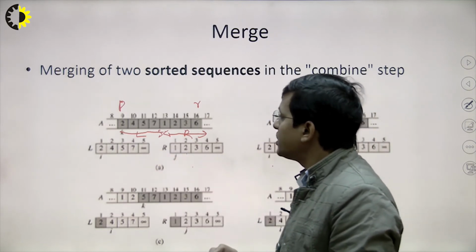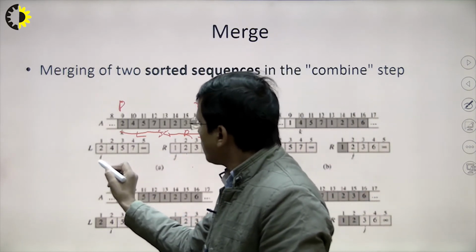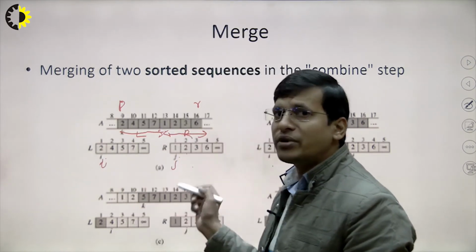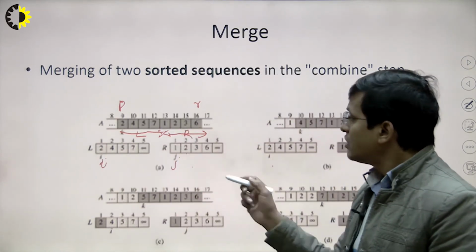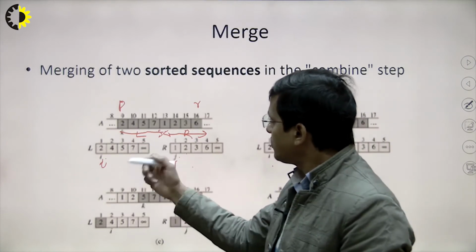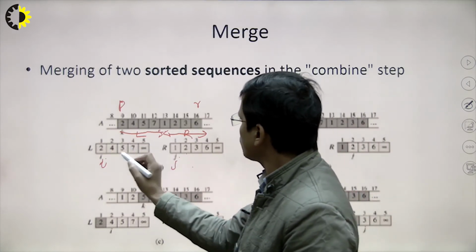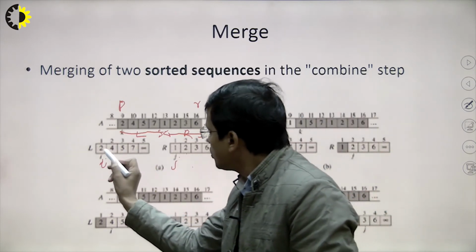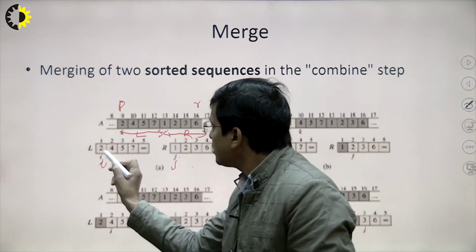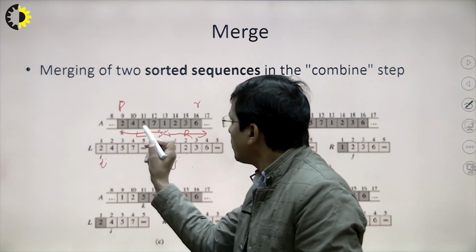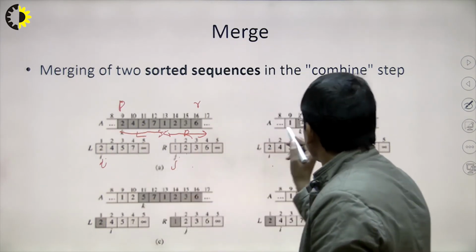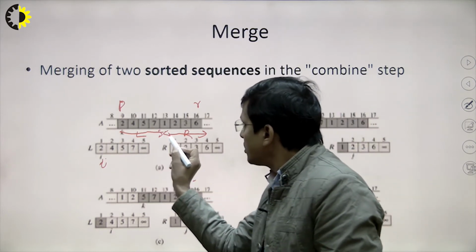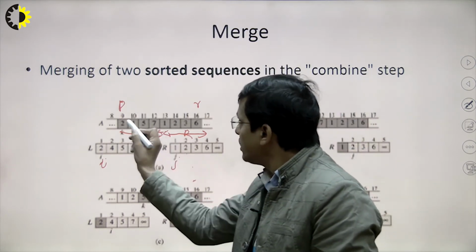Now we initiate the index, that is the I index and the J index. This is the slide I have taken from the Cormen book. So now here we can see how exactly it is going on. First of all here is 2 and 1. So 1 is smaller than 2, so 1 will be placed at location P. So 1 is coming here, placed from the left array into the A list.